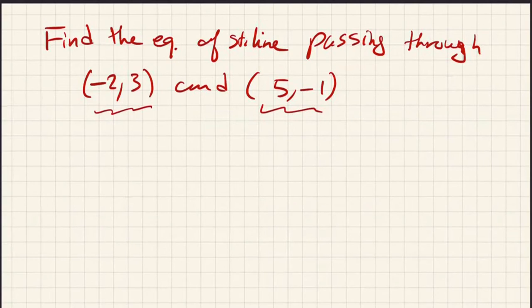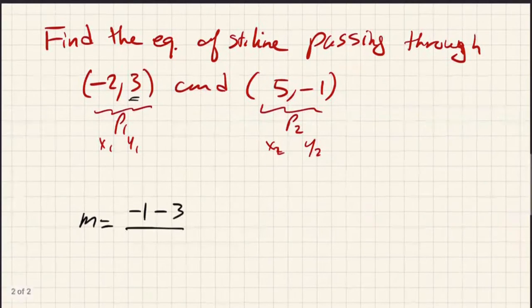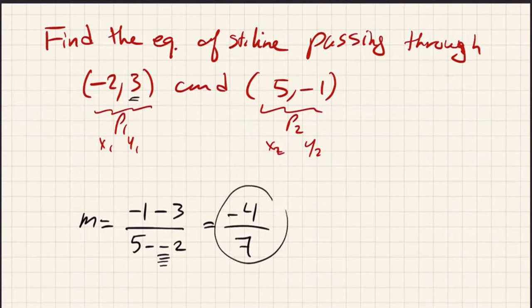So let us say that this is point 1, which is x1 and y1, and this is point 2, which is x2 and y2. Okay, so what I have to do in this case, I have to tell that m equals y2, which is negative 1, minus y1, which is 3, and then x2, which is 5, minus x1, which is negative 2. So take care, don't forget to put this negative. Okay, so negative 1, negative 3 means negative 4. 5 negative means 5 plus 2 equals 7. So the gradient of this line is negative 4 over 7.